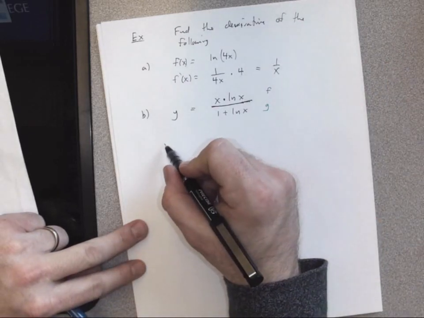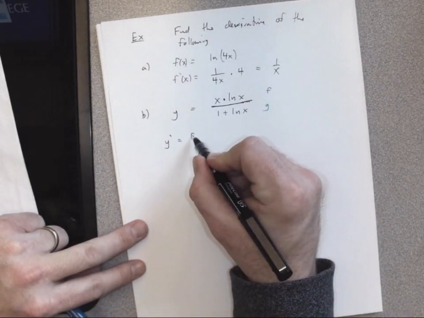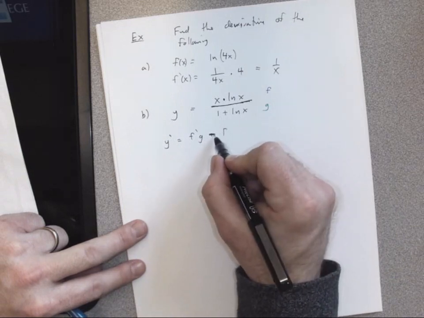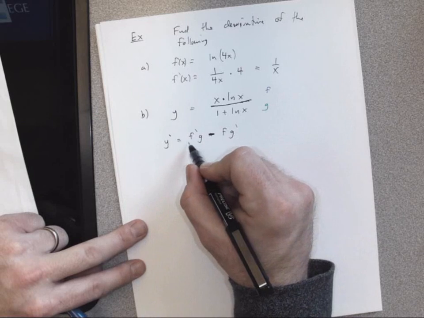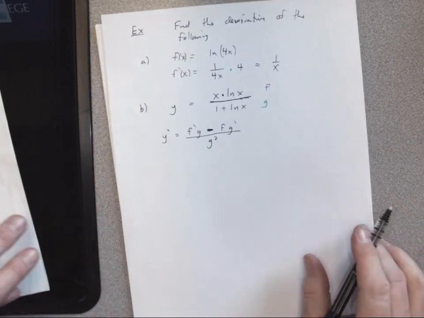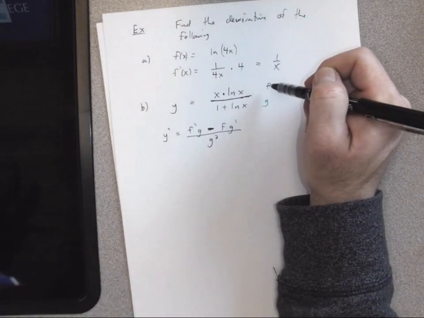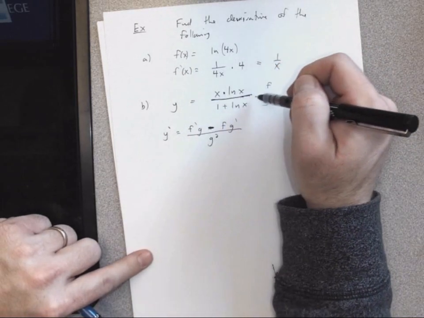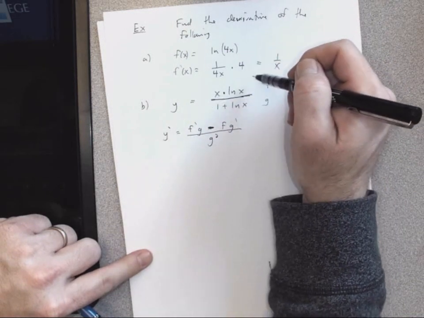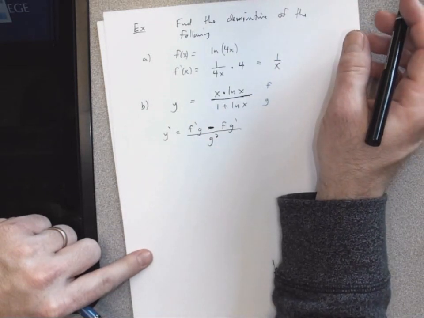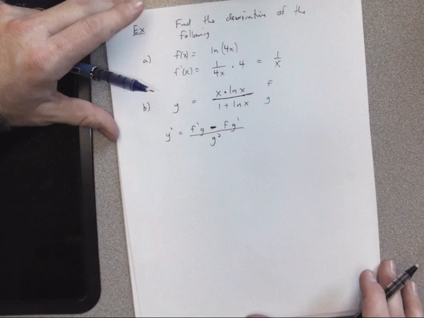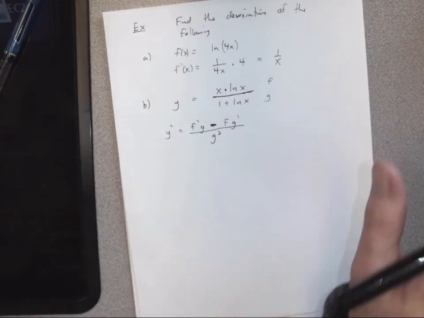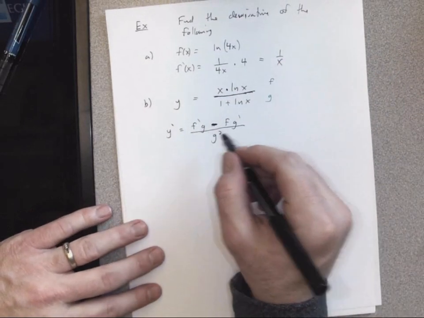So when I want to do y prime, this is going to be equal to f prime g minus f g prime all over g squared, because we're going to have to use the quotient rule. The problem is that f is a product. This is a product of two things. So we have to be a little bit careful here. So I'm going to do it a couple ways. We're just going to kind of talk about f and f prime.